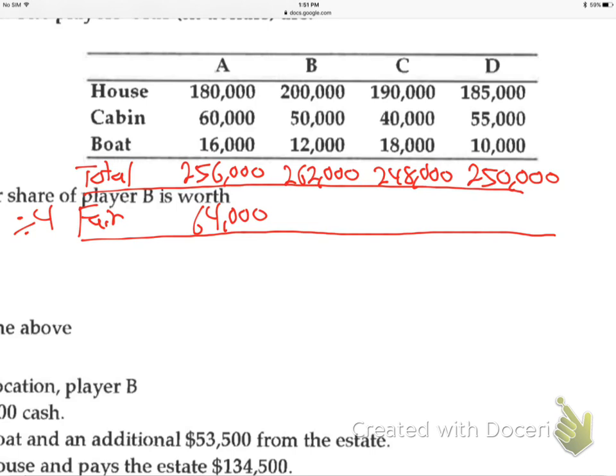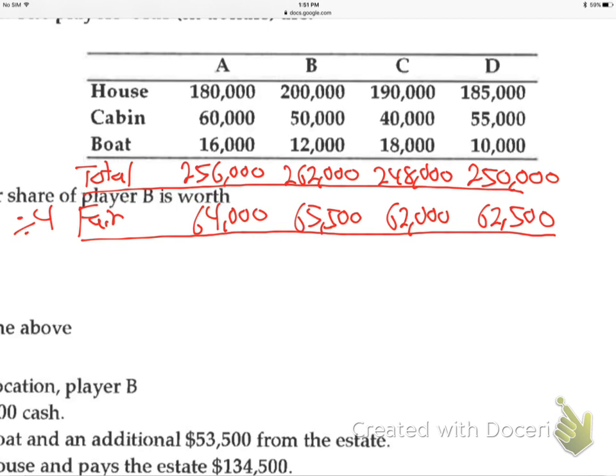240, yeah. And then, I need a calculator. Thank you. 65,500. And then 124. Was it 62? Yeah. 25, 62.5? Yeah. 62.5. So there's a fair share for each of those people. I just divided the total numbers by 4.